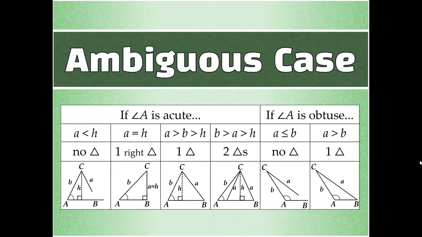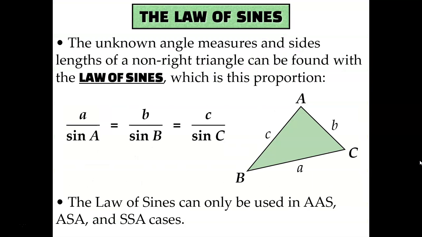Let's talk about how to use the law of sines to solve a non-right triangle when two sides and the non-included angle are given, which is also called the ambiguous case. As a reminder from our previous video, the law of sines is this proportion, which is just a side length over the sine of the angle that's opposite from that side. So a over sine A, b over sine B, c over sine C.